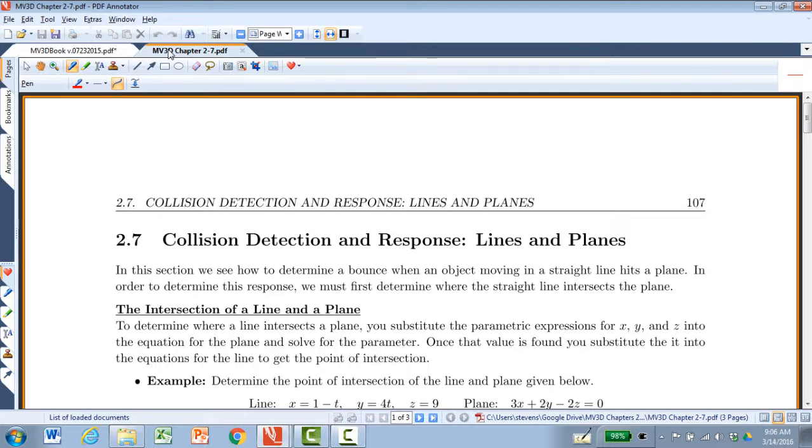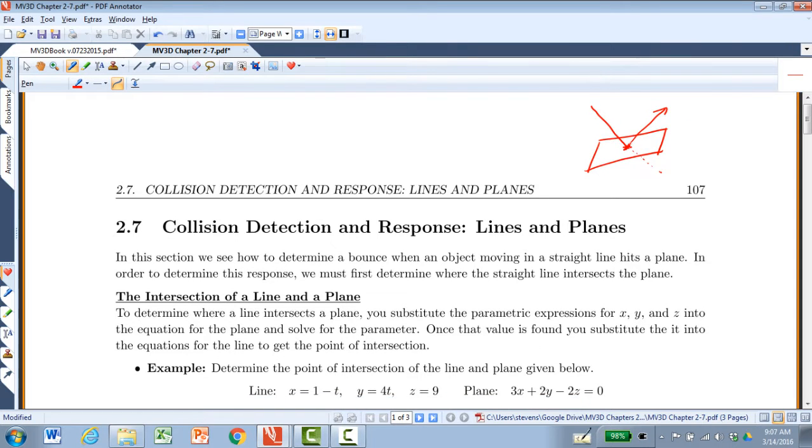In this chapter, we're going to talk about collision detection between a line and a plane, and then the appropriate bounce response. For example, if this is my plane, and I have a line coming, and it hits there, it would have gone to, say, here. I want to find out where does it hit, where is that little X, and if you were to get a bounce, where would it end up? So, we're talking about lines and planes here.